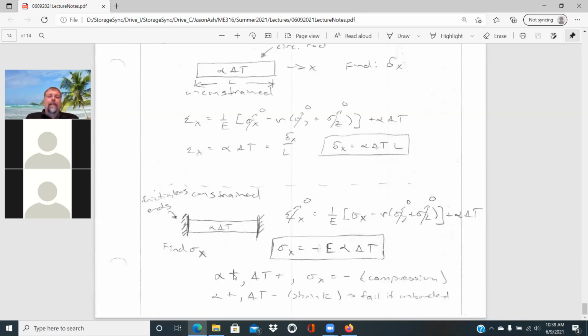And so what we see is, again, that alpha is positive. If you have a positive delta T, so temperature increases, that's going to result in a negative compressive stress in the x direction. And if alpha is positive and we have a decrease in temperature, that would cause the material to shrink. So if it was just fitting in there, just enough for friction to hold it, for example, when it shrinks, it would just fall if it was unbonded or not secured to that position.